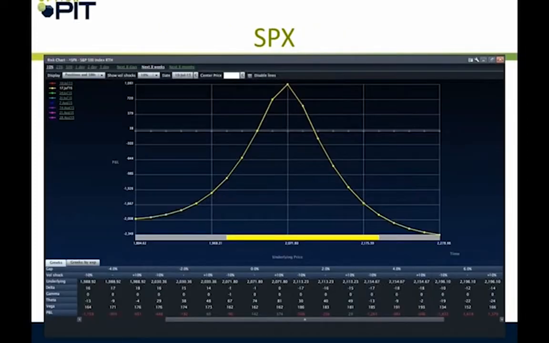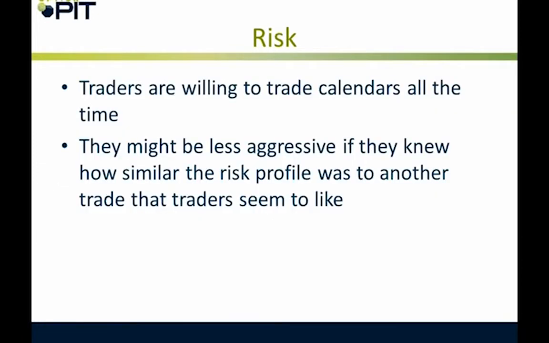This is what a calendar looks like in the SPX. This is the S&P 500. This is a July versus a August contract. So this is what a standard S&P 500 calendar spread might look like.